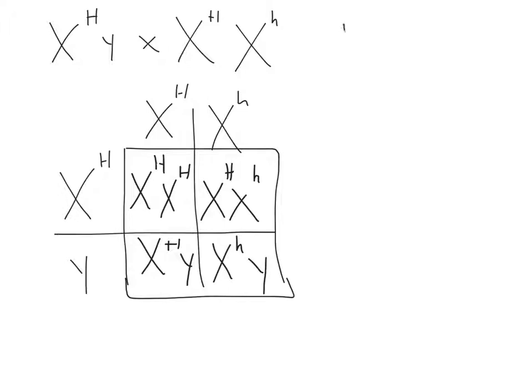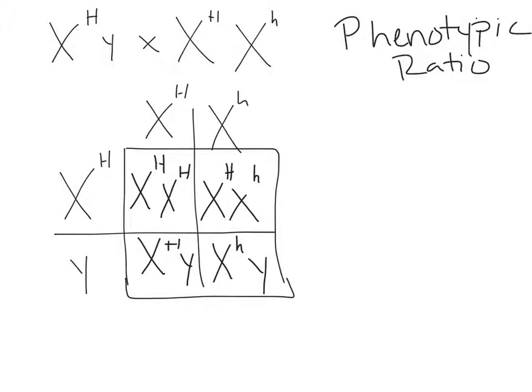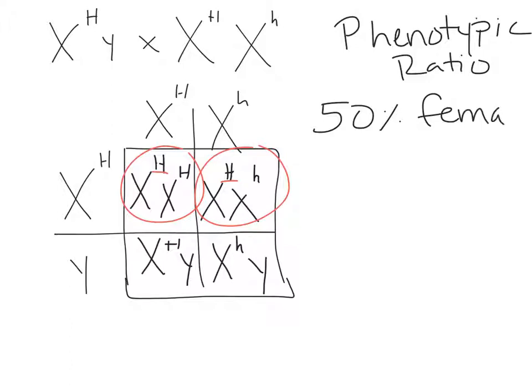To answer the question, we need to report the phenotypic ratio of the children. So translate what is in each one of these boxes. So if we look at the top two boxes, we see that these are both females, and they have at least one copy of the big H allele, which means they are both normal, healthy individuals. So we have 50% females who are healthy.